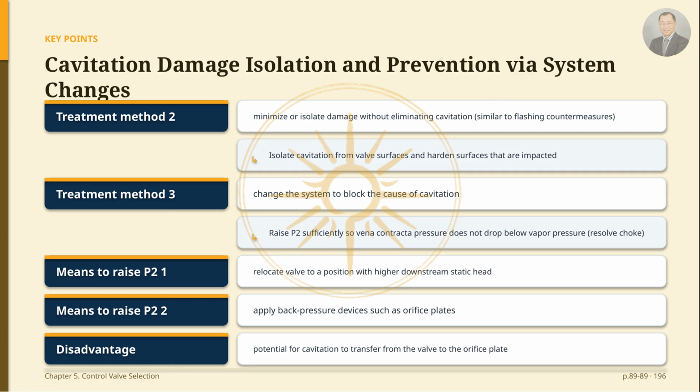If the outlet pressure, P2, can be raised enough so that the vena contracta pressure does not fall below the vapor pressure, meaning the valve is no longer choked, then cavitation can be avoided. One way to raise P2 is to move the valve to a location with more static head on the downstream side. You can also raise P2 at the valve by applying a back pressure device such as an orifice plate, but the downside in this case is that the cavitation may shift from the valve to the orifice plate.